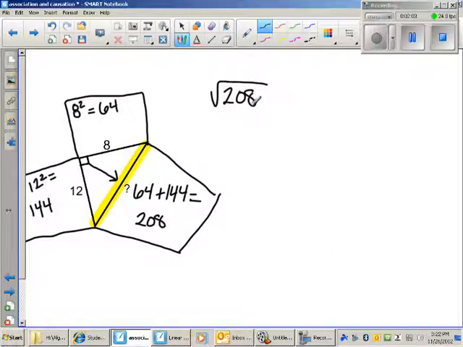I know that 208 is not a perfect square number, so my answer would be approximately 14.42 if I rounded it to 2 decimal places.